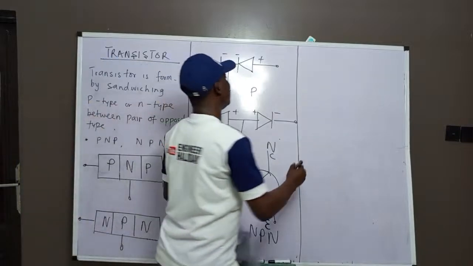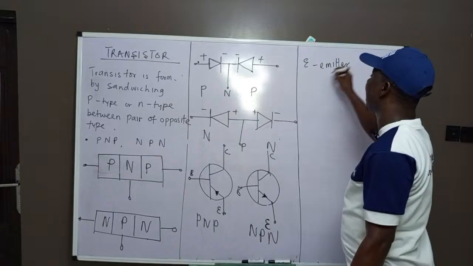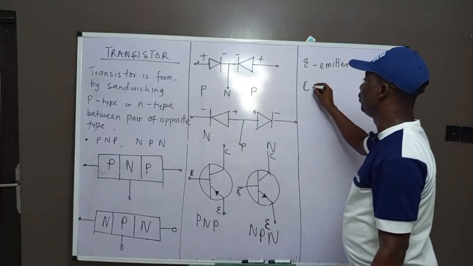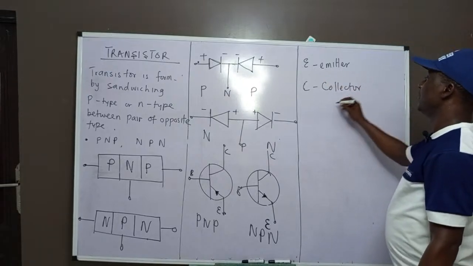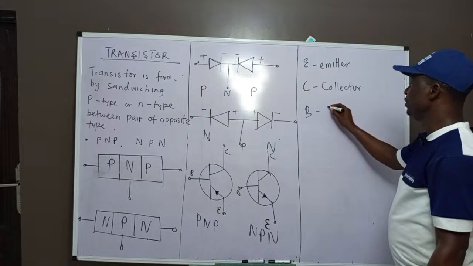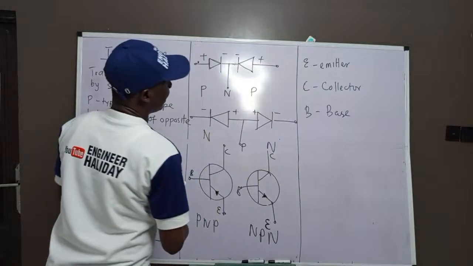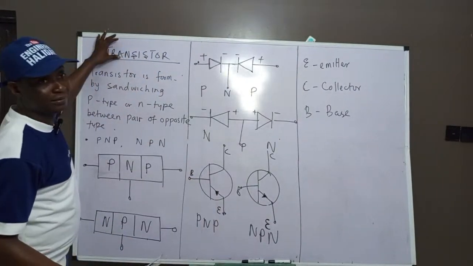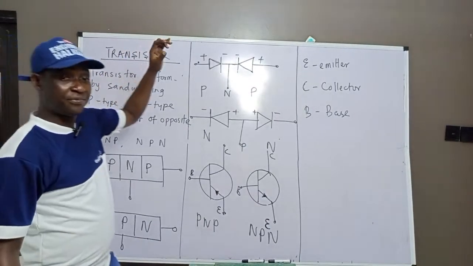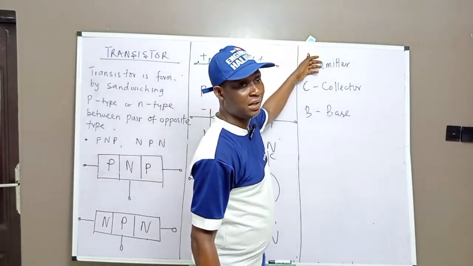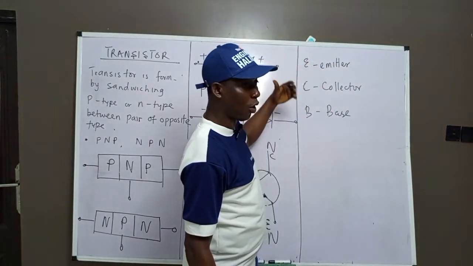But I just mentioned E. Now, what is E? E is what we call the emitter. What about C? C is what we call the collector. And what is B? B is called the base. So in the exam, they can ask how many terminals make up a transistor. The transistor has three terminals: the emitter, the base, and the collector.